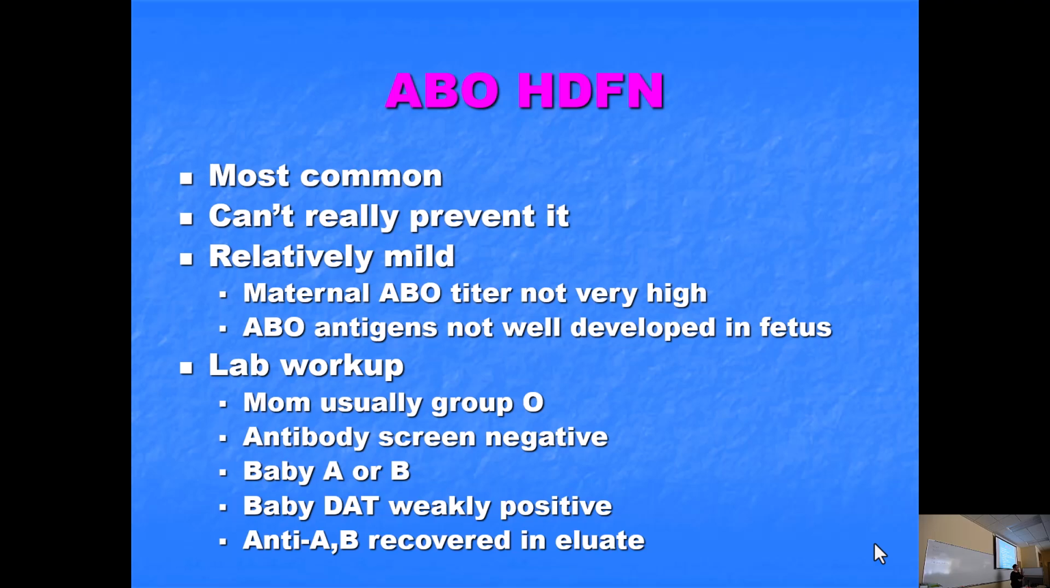We're going to do mom typing. Usually it's an O mom. Not always, but usually it's an O mom. Antibody screen is negative. The baby is either A or B, and the baby DAT is weakly positive, and we end up recovering anti-A,B most of the time in the eluate. Okay.